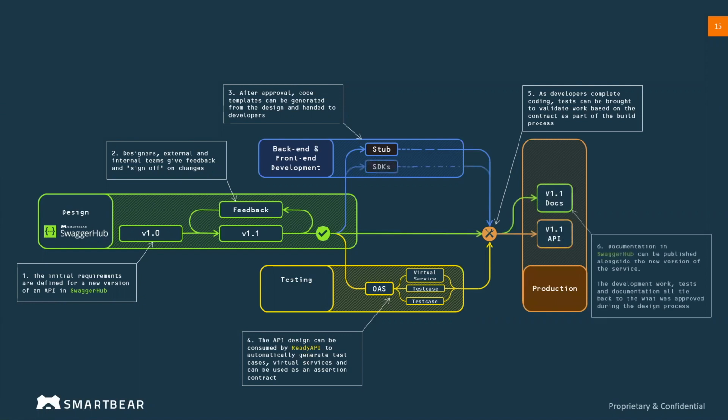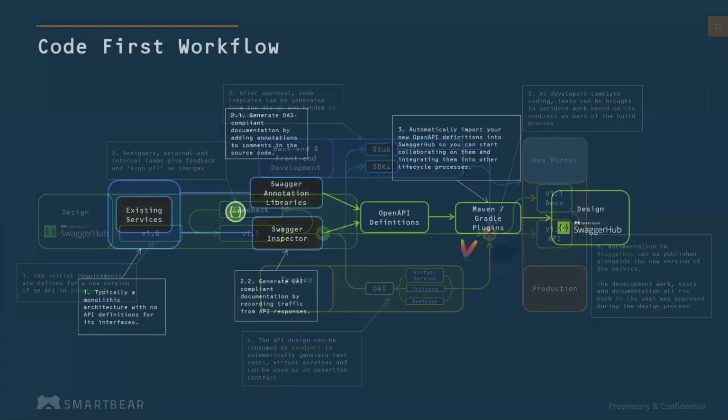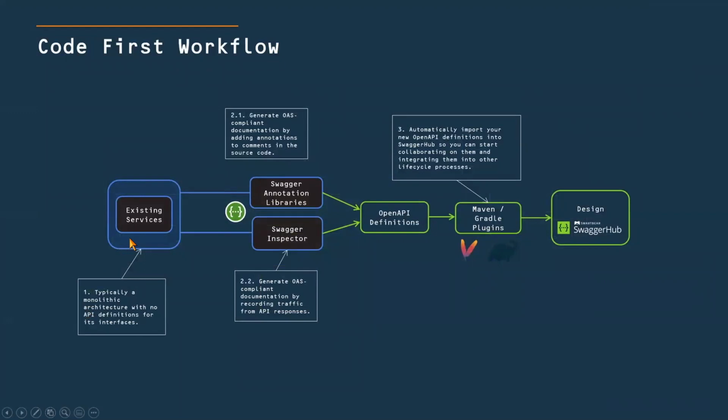Okay, let's see here some examples of what a code-first approach looks like real quick. So here, we have an existing service. We use the Swagger annotation. There's also a Swagger Inspector tool that can use different collections of different calls.